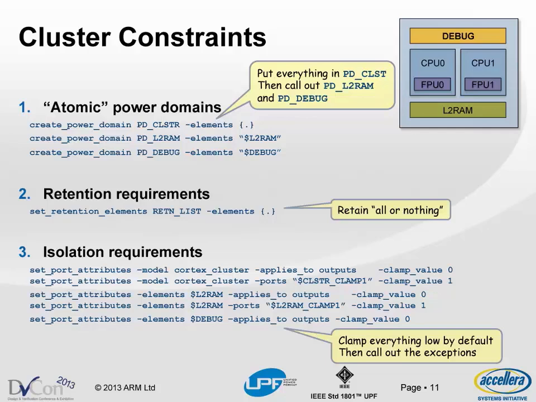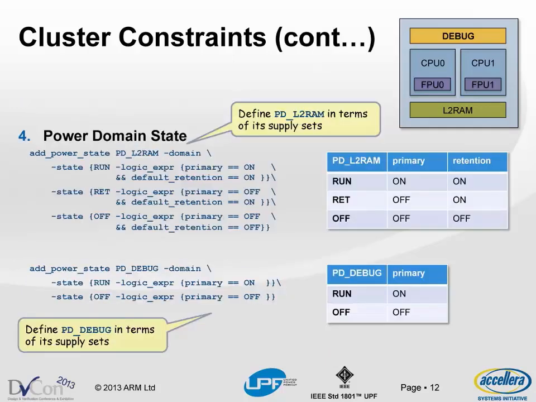And again, the retention strategy, we're going to say all or nothing. And here are the isolation requirements, again, very similar to the core. We're going to ask for everything to be clamped low except for a few specific signals that are being clamped high. The cluster constraints, again, like we did with the CPU, we're going to define the power state of the L2 RAM in terms of its supply sets, define the state of the debug domain in terms of its supply sets, and then moving on, we will define the state of the whole cluster in terms of the state of its constituent power domains and its supply sets.